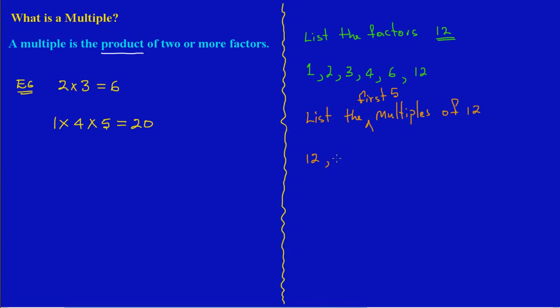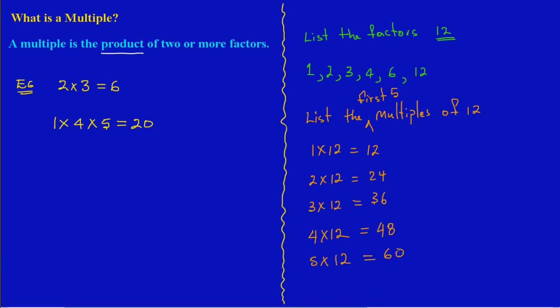Okay, now 12 times 2 is 24, okay? And 12 times 3. I should be listing them just to make it a bit easier for you, okay? So I could say 1 times 12 is equal to 12. So 12 would be the first multiple, okay? Then I could say 2 times 12, and that's equal to 24. And then I could say 3 times 12, and that is equal to 36. I could also say 4 times 12, and that would be equal to 48, okay? And 5 times 12 would be equal to 60. Now I have listed my first 5 multiples of 12, okay?